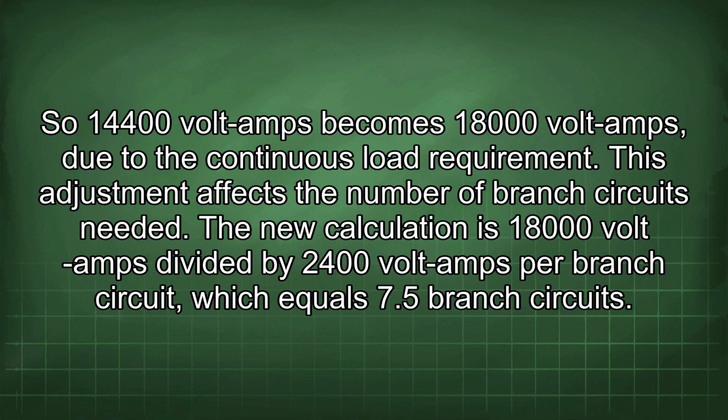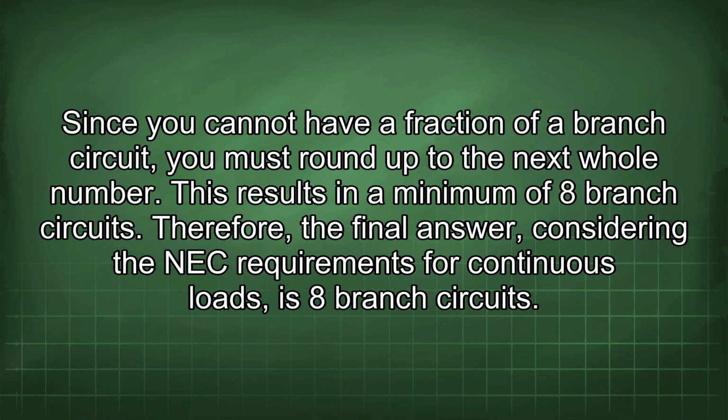This adjustment affects the number of branch circuits needed. The new calculation is 18,000 volt-amps divided by 2400 volt-amps per branch circuit, which equals 7.5 branch circuits. Since you cannot have a fraction of a branch circuit, you must round up to the next whole number. This results in a minimum of 8 branch circuits. Therefore, the final answer, considering the NEC requirements for continuous loads, is 8 branch circuits.